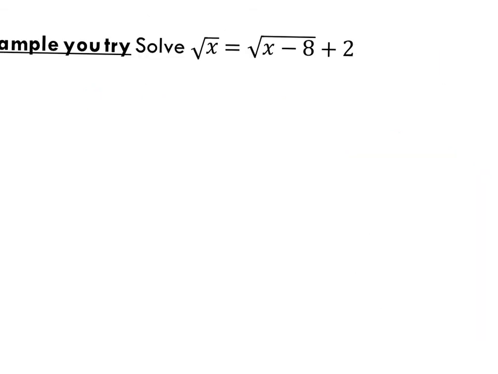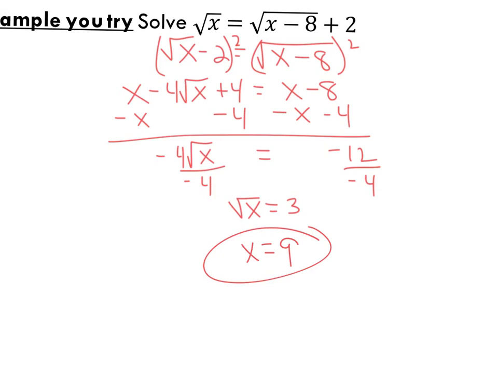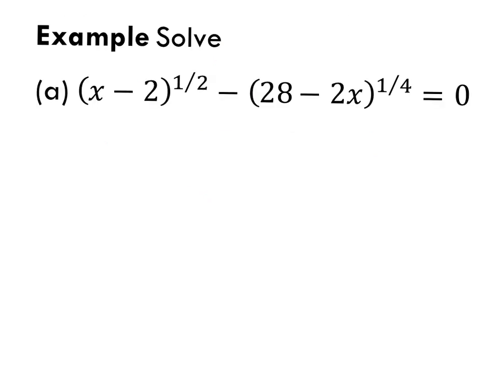I want you to take a minute or two and try the example you try. Hopefully for this problem, you found that x equals 9. Okay, so in this next problem with the rational exponent, you're going to do the same sort of thinking. So the first thing you're going to do is isolate the radical power. I would probably add the negative 1 to the other side. So you're going to actually add 28 minus 2x to the 1/4 to both sides.